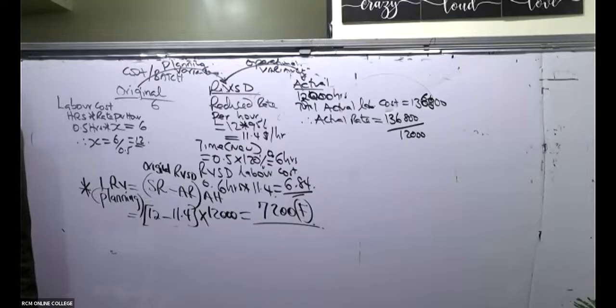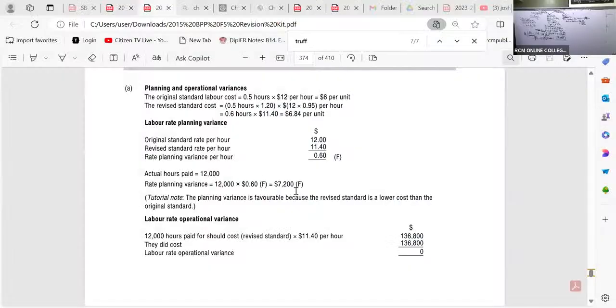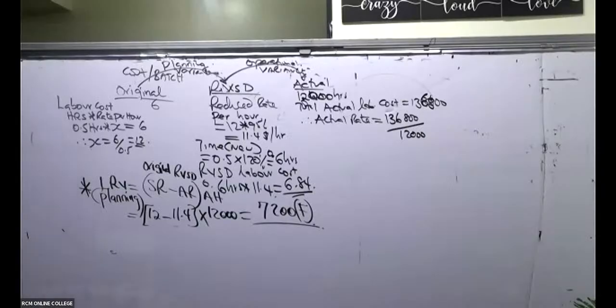Is there anybody who is getting 0? Yes, 0. Because you can see, if you look at the answer, the first one is 7,200 favorable. The second one is what here? 0. The second one is 0.